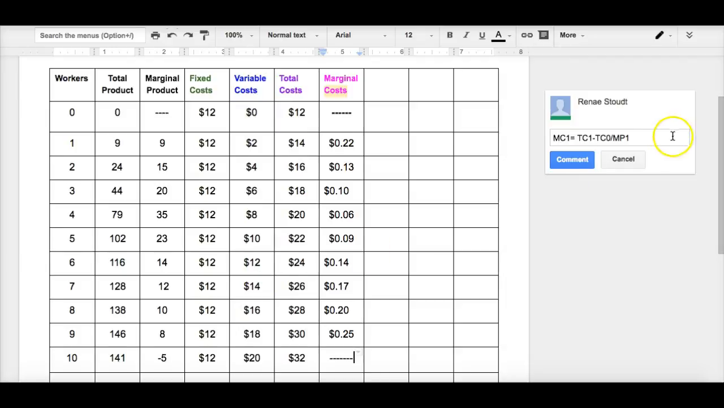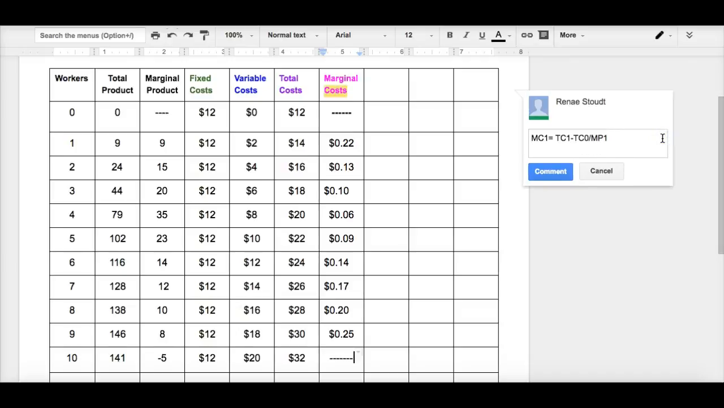So if you remember that, you can actually change this. You can say, or, marginal cost at 1 worker is equal to wage divided by marginal product at 1 worker. Okay, so you can use that as well. All right, so keep that in mind.